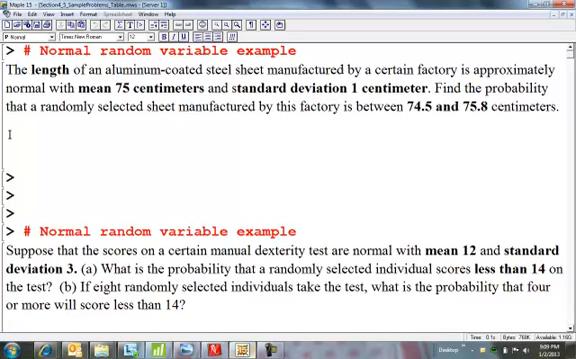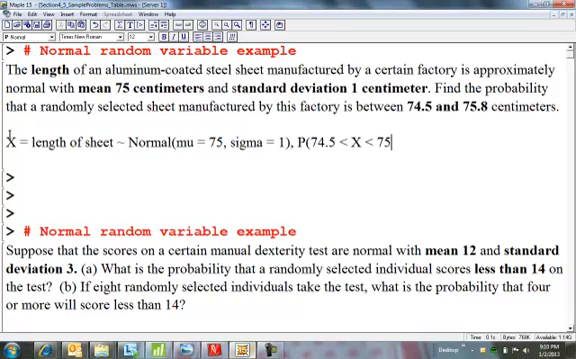Okay, so we're talking about lengths of steel sheets. So x will equal the length of sheet. And we already know that the lengths are normally distributed with a mean of 75 and a standard deviation of 1. I'm trying to find the probability that if I pick a randomly selected sheet, its length is between 74.5 and 75.8. I did it in the previous worksheet using integration, and now I'm going to use a z-score.